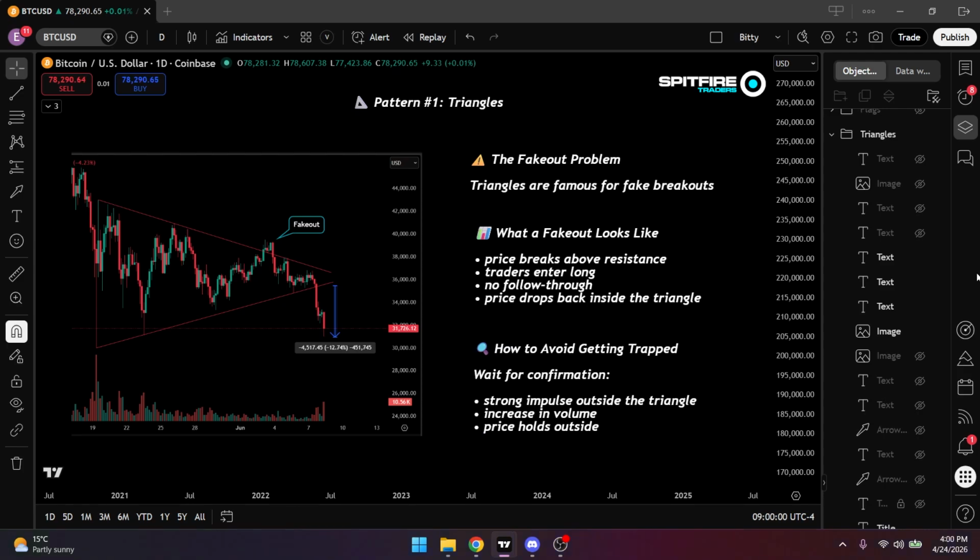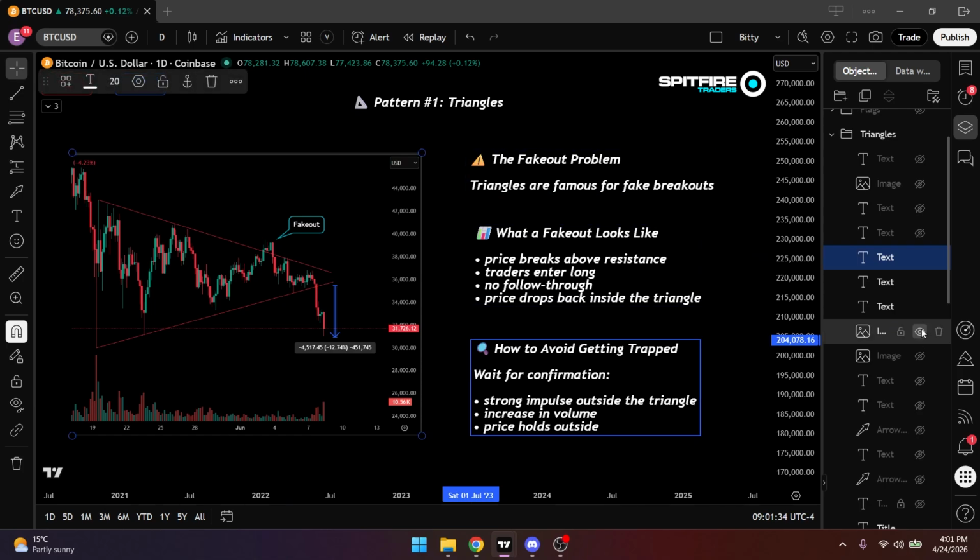You wait for confirmation. You look for a strong impulse outside the triangle. You also look for an increase in volume. For example, here, the volume is relatively the same on the breakout candles as on the previous candles. Price cannot hold outside and then comes back inside the triangle and closes here, and then moves in the other direction. On this breakout here, we can see that the volume increased compared to the previous candles. And also, price holds outside the triangle and it doesn't come back in.